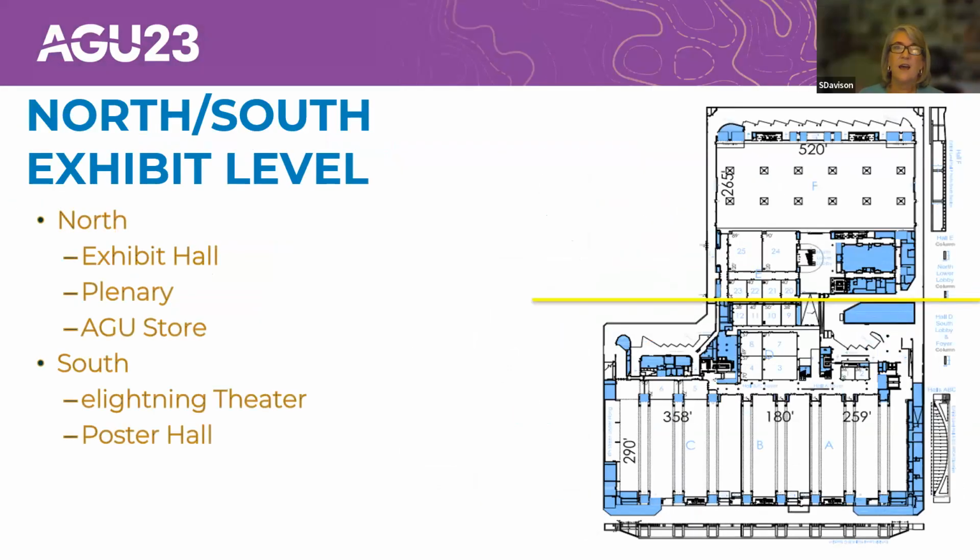Next slide. Okay, so then we go over to the north and south buildings. And just to give you an overview of what's taking place in this area, you'll have the exhibit hall, the plenary room, the AGU store, e-lightning theater, and the poster hall. And I'll give you a better visual of this in the next slide.